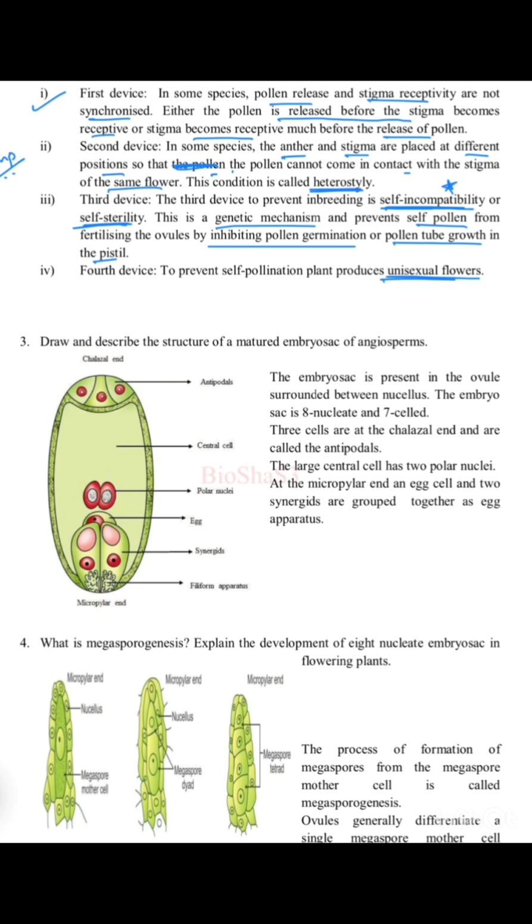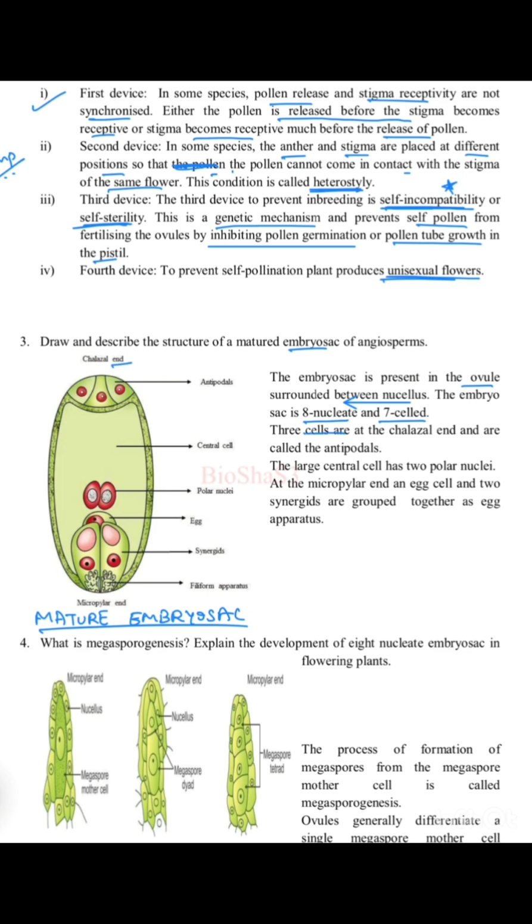Draw and describe the structure of a mature embryo sac of angiosperm. The embryo sac is present in the ovule, surrounded by the nucellus. The embryo sac is 8 nucleate and 7 celled. So this is a mature embryo sac. You have 3 cells at the chalazal end. You can see the chalazal end.